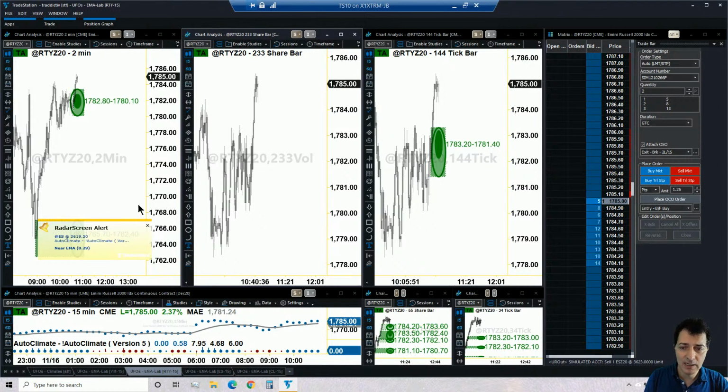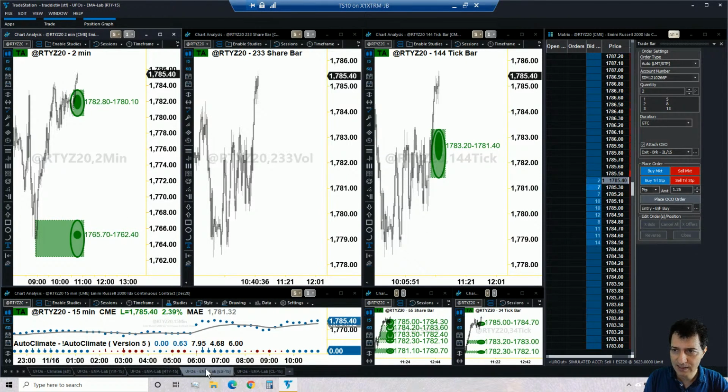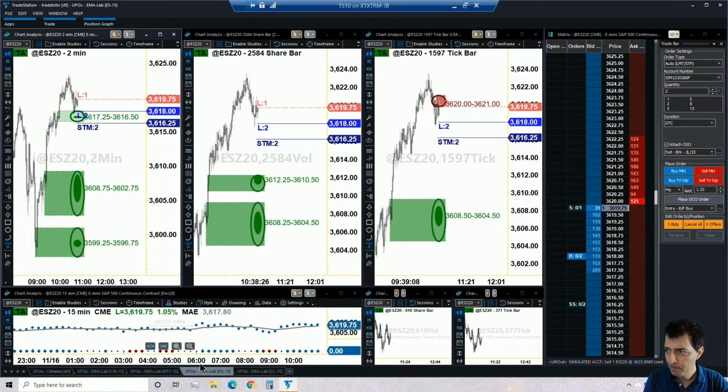Now, I'm going to pass on the trade on the Russell, and let me explain why. By the way, let me check on the S&P because it seems that price may be approaching. So we may get a feel. We're still 2 points away.